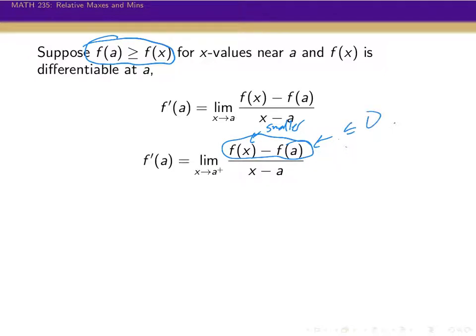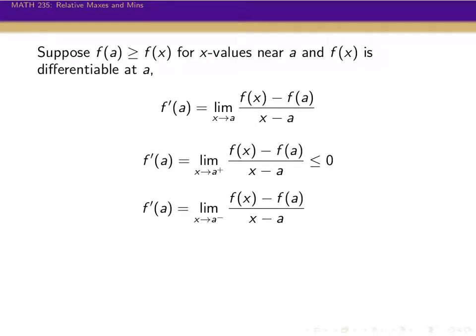On the other hand, if we're taking the limit from the right, so the x values are bigger than a, x minus a is going to be strictly bigger than 0. So we have something on the top that's less than or equal to 0, something on the bottom that's strictly bigger than 0. So we have something like a negative number divided by a positive number, and so this has to be, overall, less than or equal to 0. So tying this back to the value of the derivative, we would know that the derivative has to be less than or equal to 0 by looking at the right side.